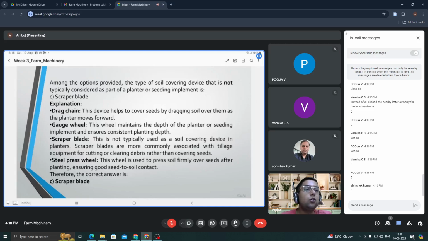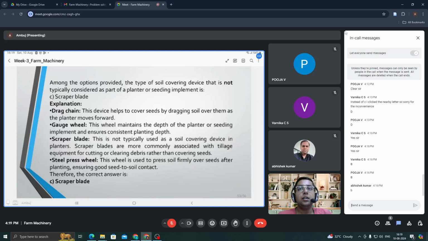Why? Because it is a solid wheel. When it will run over the soil, then it will also cover it. It can be thought of as a soil covering device. But the scraper blade, that option which you have left, is not meant for covering the soil. When it runs over the soil, it will not cover the soil. It will scrape out the soil, remove the soil and place it in some other place.